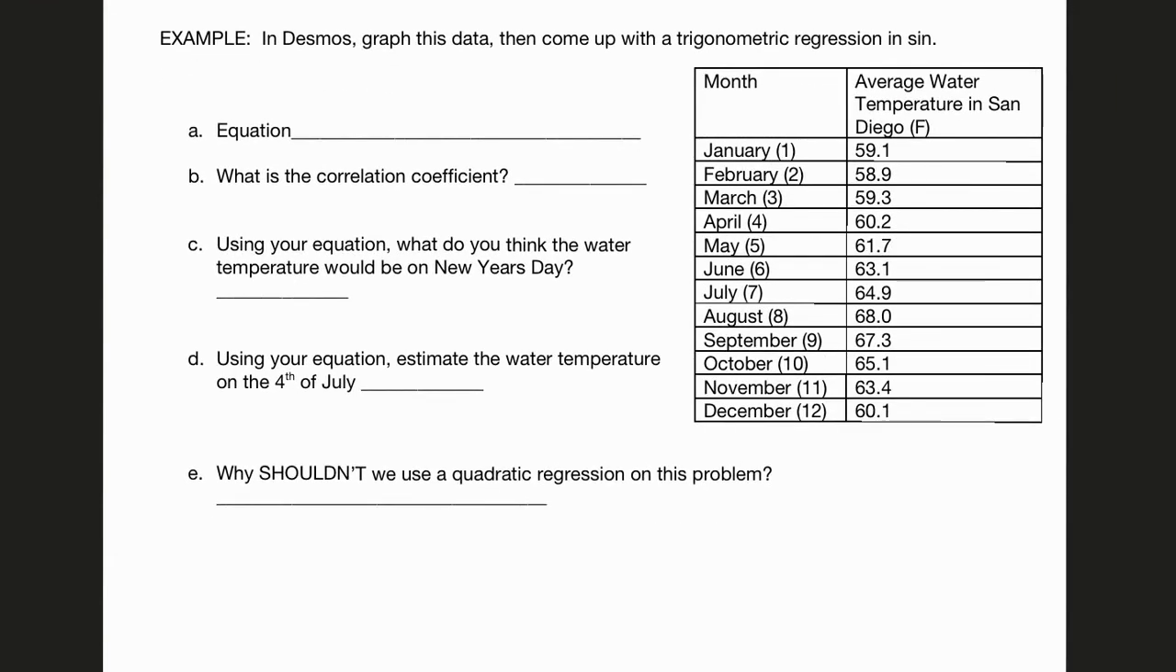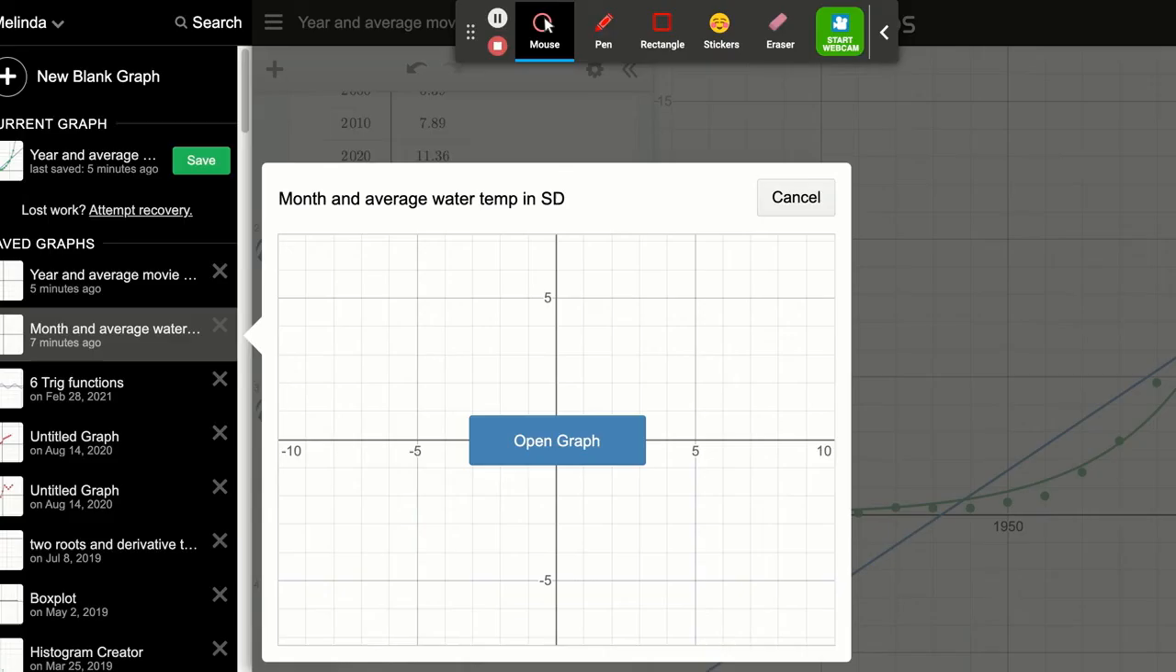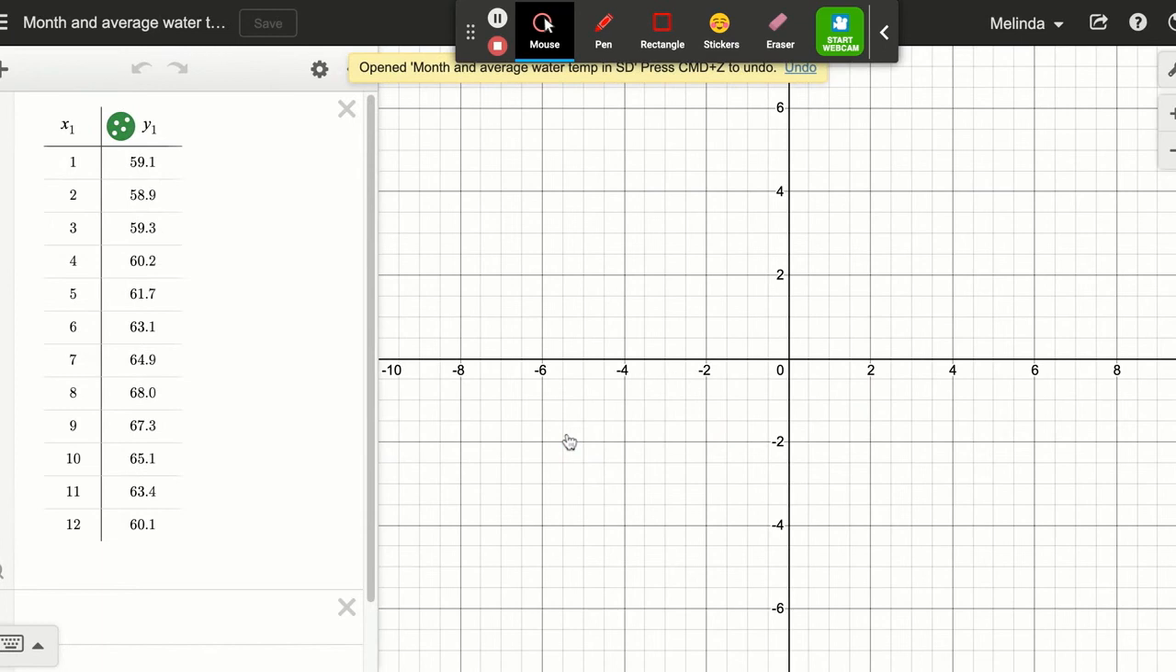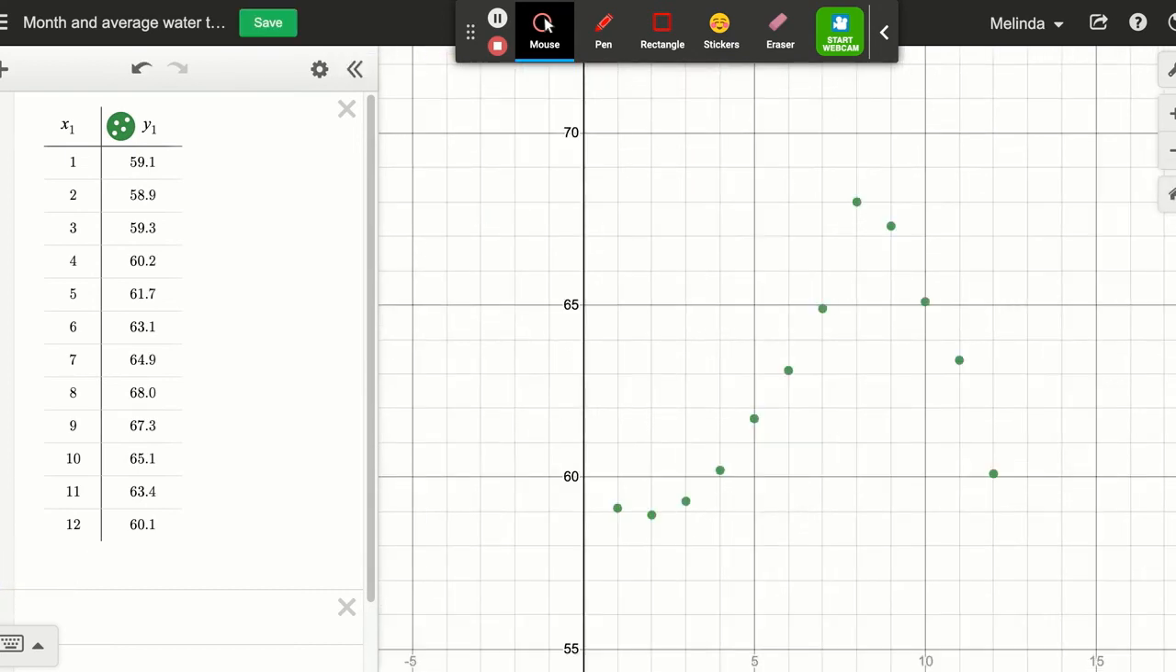Okay, heading back to Desmos, we're going to type in these, and it's only asking for a trigonometric regression of month and average water temperature. Here we go. So there's the data for the second table. I'm going to hit the little zoom fit button down here so that I can see it all. Now you can see that it maybe looks like a downward facing parabola, but the worksheet itself says let's do a trigonometric regression in sine.